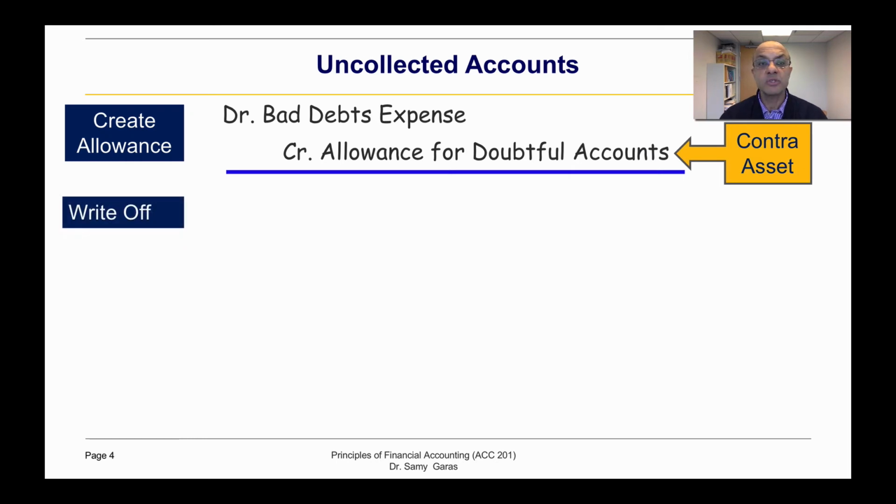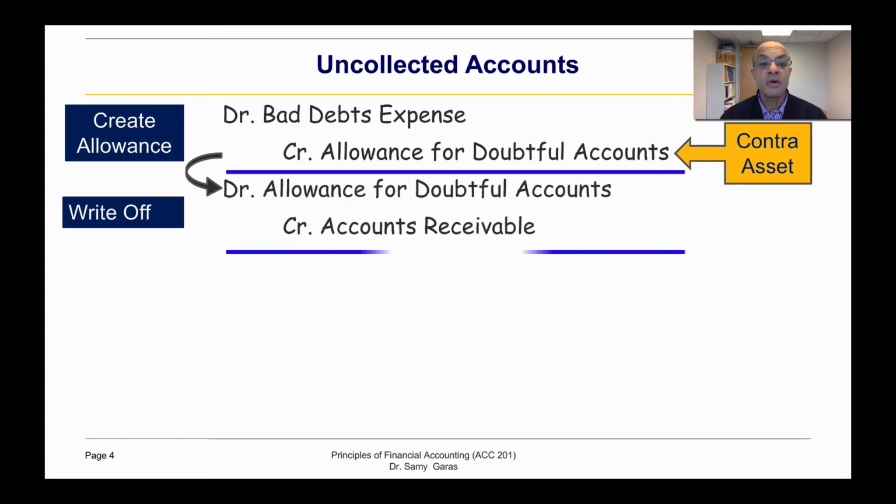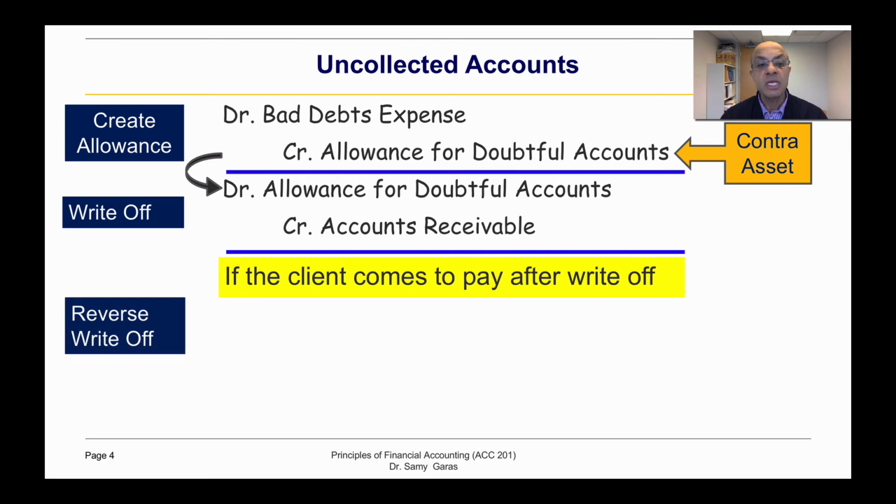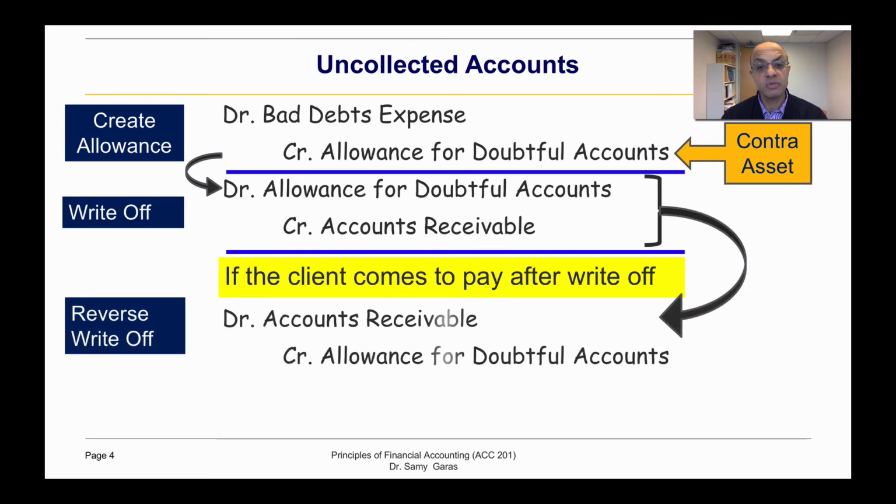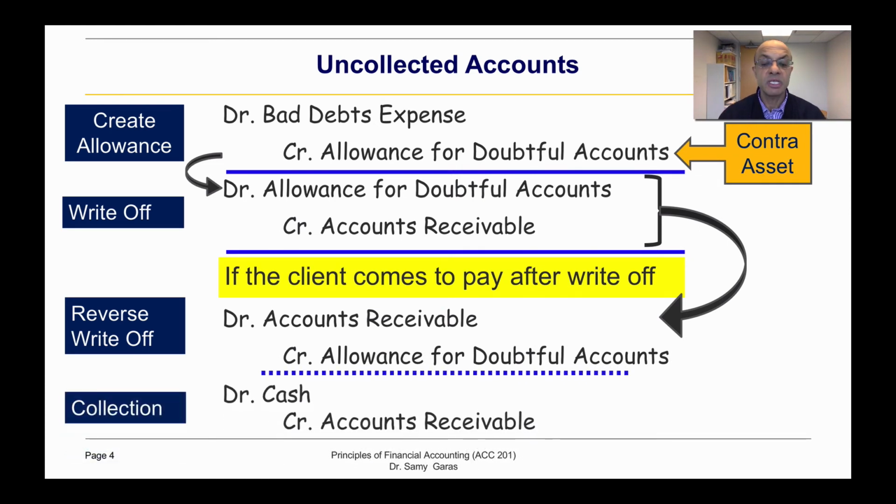Then if the customer decides not to pay for one reason or another, we have to write off the amount by debiting the allowance, credit accounts receivable. If the customer comes back to pay the due amount, then we reverse the write-off journal where we debit accounts receivable, credit allowance, and then we get the cash by debiting cash and crediting accounts receivable. So this is in brief the cycle of the journal entries we make on sales.